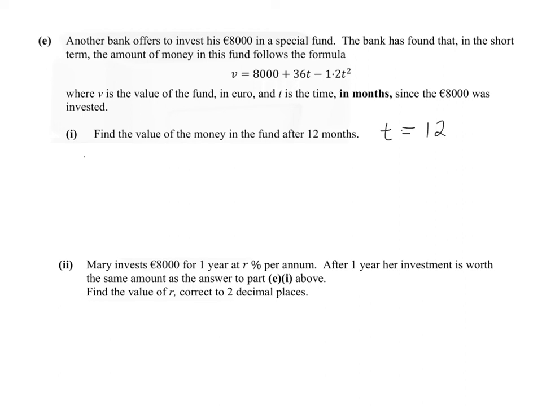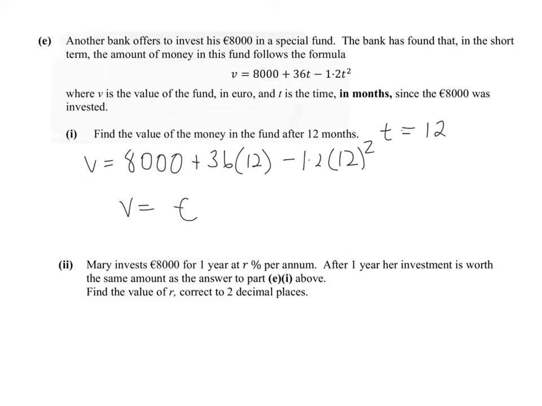So V basically equals 8,000. This time we're adding 36 times 12, because T is 12, minus 1.2 times 12 squared, T squared. So when you put it in the calculator, it's going to give you 8,259.20. So he's basically going to earn €259.20.